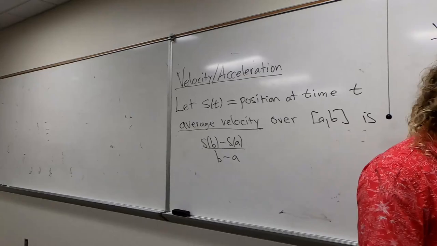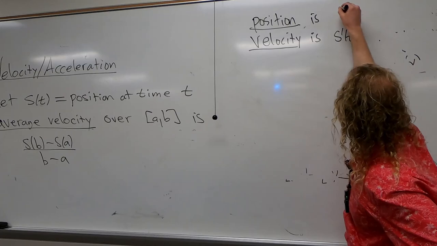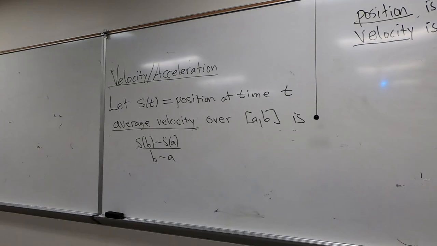So let me just recap here. Position is S of t. I'll write it above so you have it all in one place. I'm going to write all of them in one place so you have them. So position, velocity. Hopefully that makes sense, right? If something gives you your position, the rate of change of position is velocity.